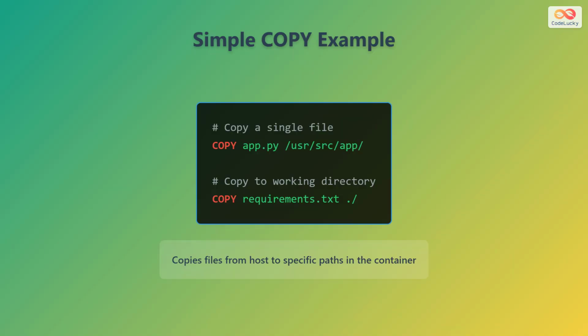Here are a couple of simple examples. The first copies a single file named a.py from the host machine to the path /usr/src/app inside the Docker image. The second example copies a file named requirements.txt to the current working directory in the image, indicated by the / symbol.